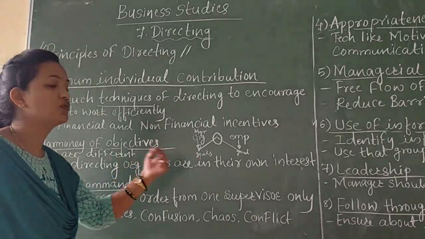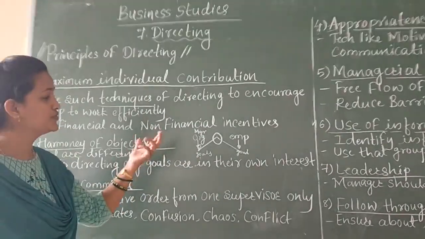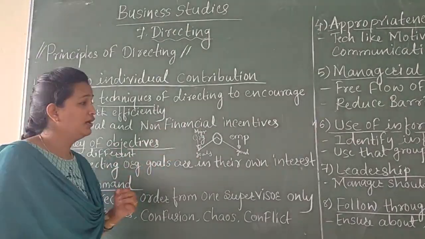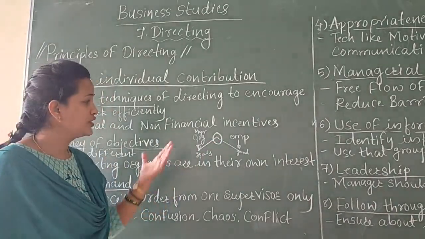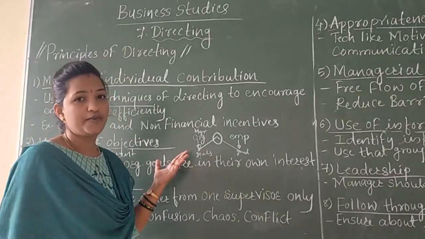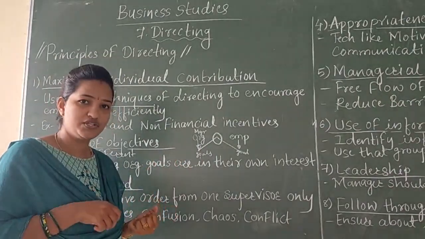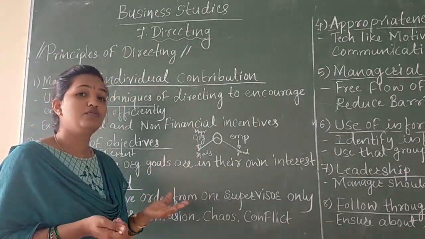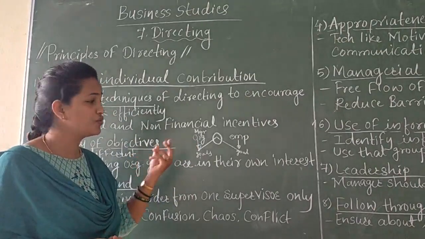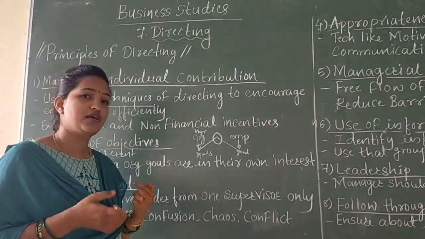Objectives means goals only. So see, the goals are different. Whose goals are different? The organization's or manager's goals are different, and the employees' goals are different. So what is the goal of the organization or manager? Any organization wants more profit, more shareholders. Maybe they have different goals. So organizational goals are different, and each employee's goals are also different.